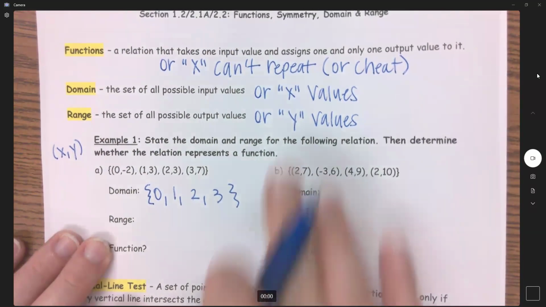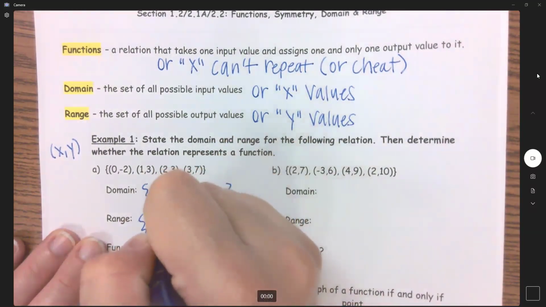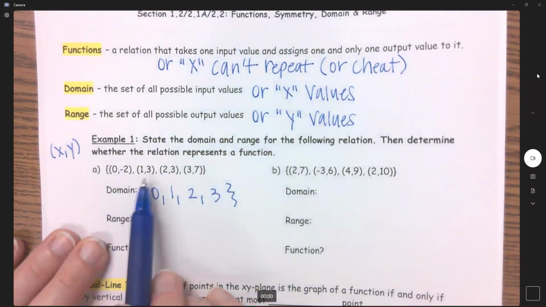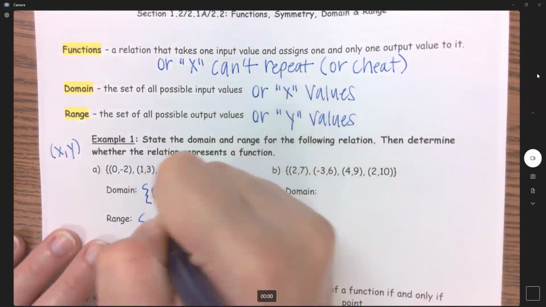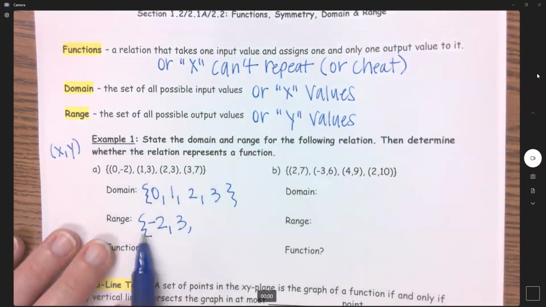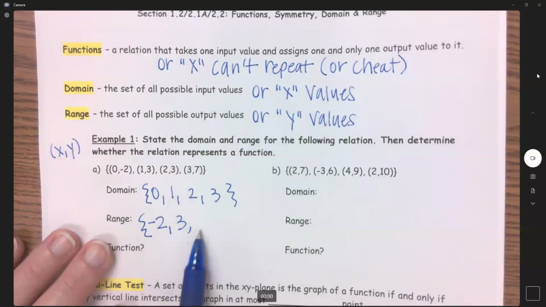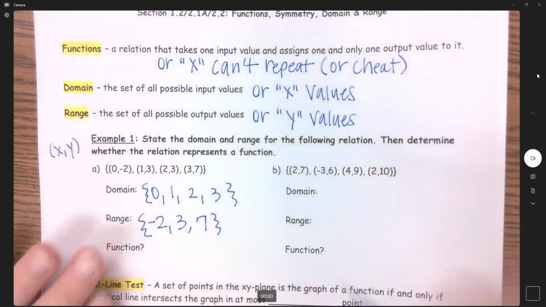So then your range goes with your y. Now we're talking about the second number in each ordered pair. So squiggly brackets: we have -2, 3. Here's another 3. Okay, so let's go ahead and write this. We got -2 and 3. 3 is already in this solution set, so I don't need to write another 3. Then the next one is 7.